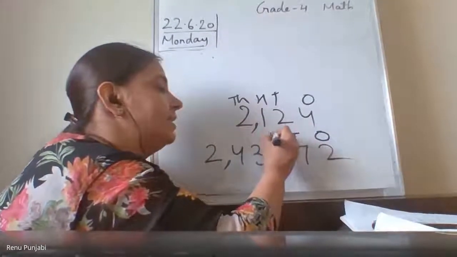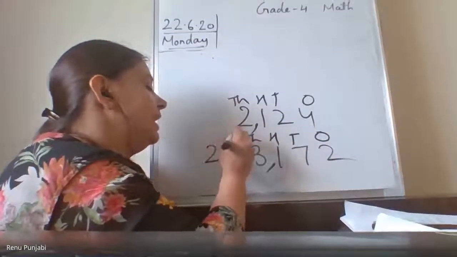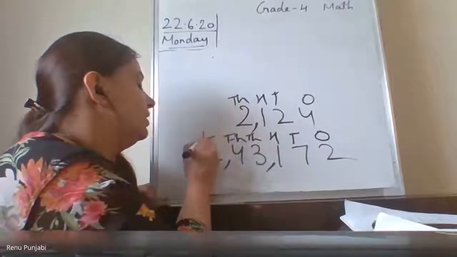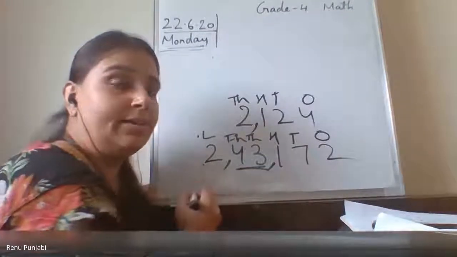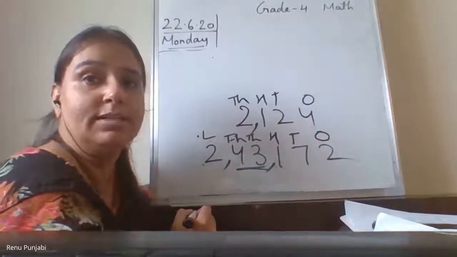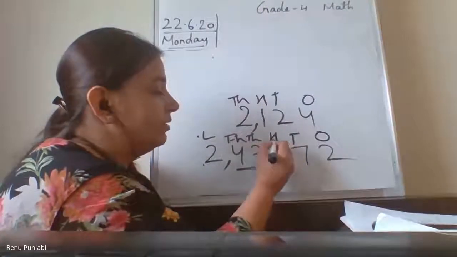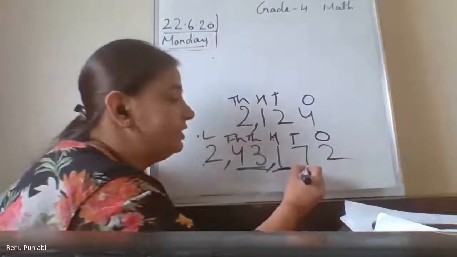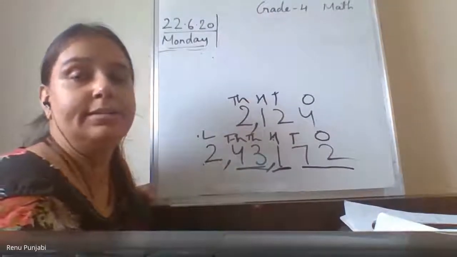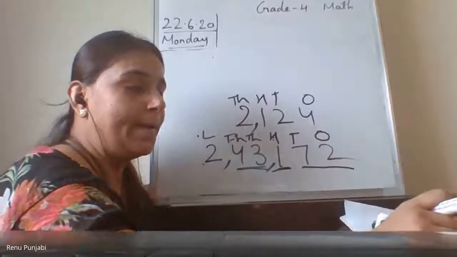If you face more difficulty to read, please write the place value at the top. Ones, tens, 100, 1,000, 10,000 and lakh. So this will be 2 lakh. And 10,000 will be read together, which will be 43,000. One is under the 100 place, so which is 100. 72 will be read together. Clear? Yes, ma'am. Very good.